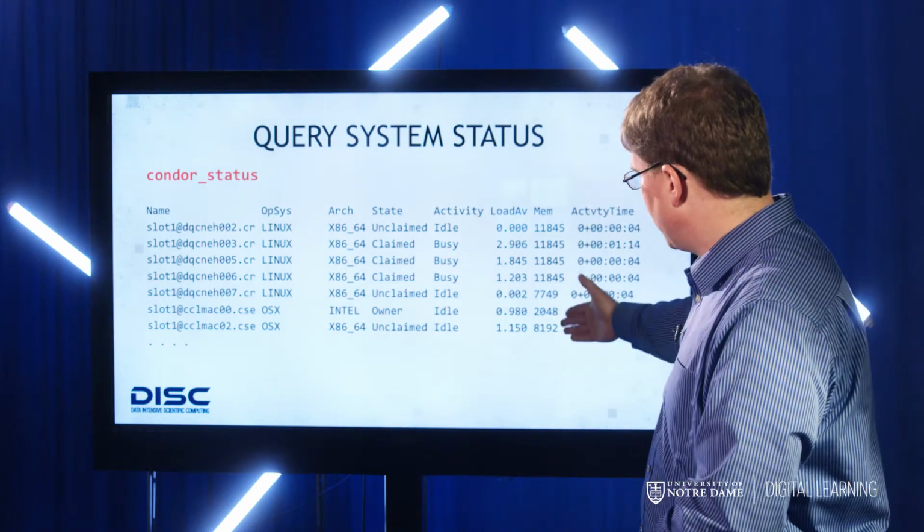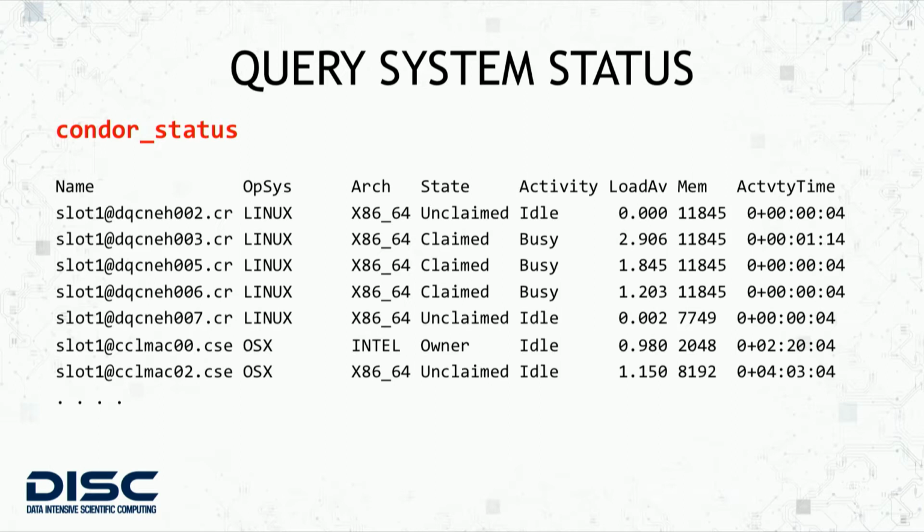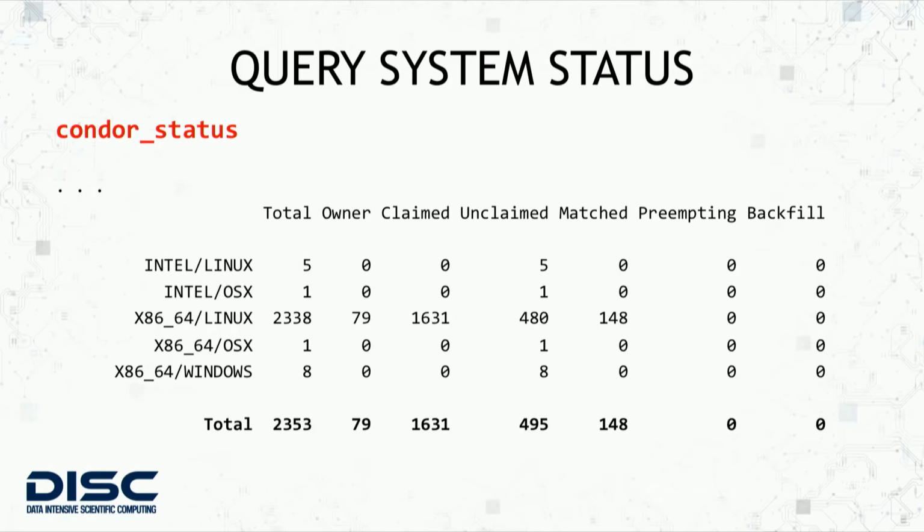Over here we have the load average, which comes straight out of the Unix load average. So 0 means the CPU isn't being used at all, and 1 means one CPU has been completely used over the course of the last 5 to 10 minutes. 2 means 2 CPUs have been used, and so forth. And then finally we have how much memory is on the machine and how long it's been in that particular activity. Also at the bottom it gives you a summary of all of the machines in that pool. And again, in our example here, we have over 2,000 total machines.